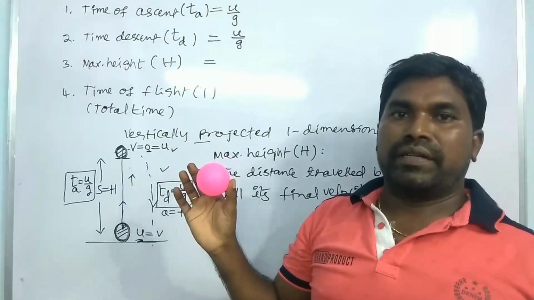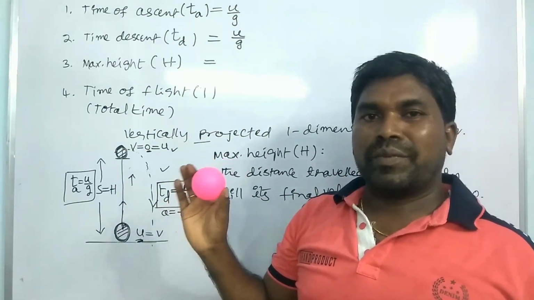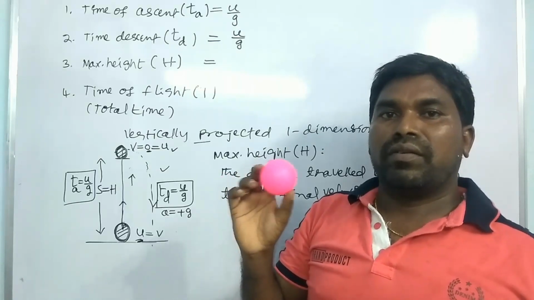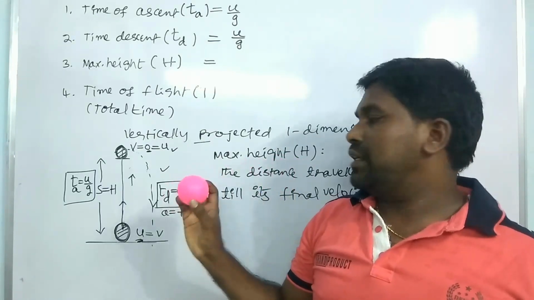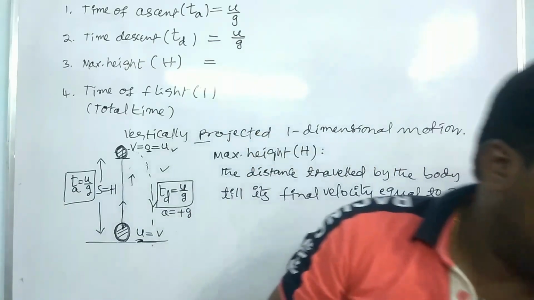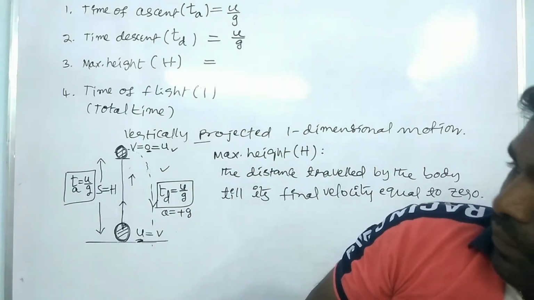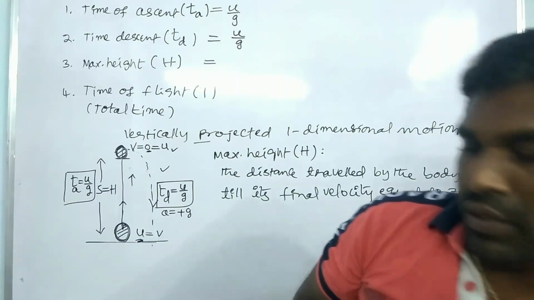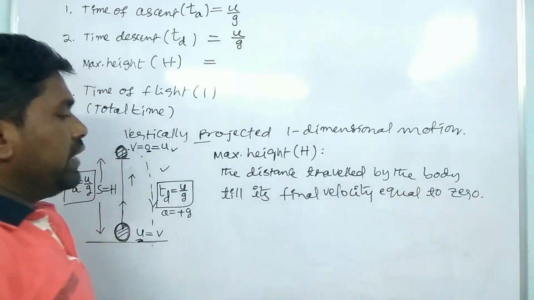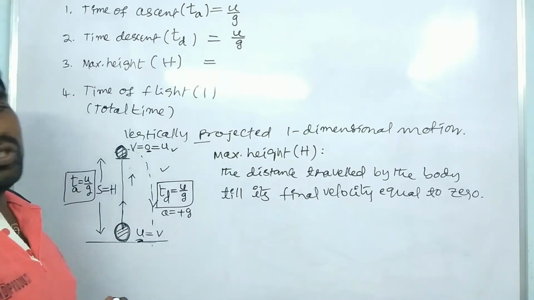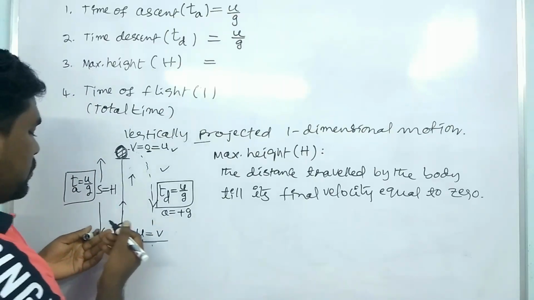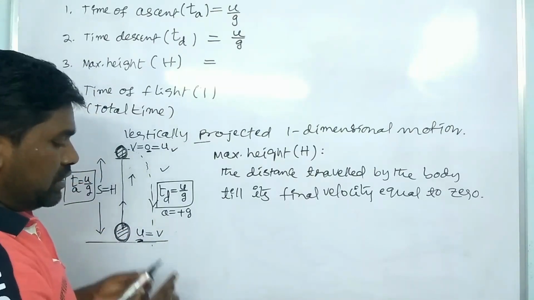Okay, that is the maximum height, right? So the maximum height depends upon what? It depends on the initial velocity, the initial speed. Okay, right. So let us see how we can derive the equation. By definition, it is the distance traveled by the body till its final velocity equals 0. So that is equal to the maximum height.